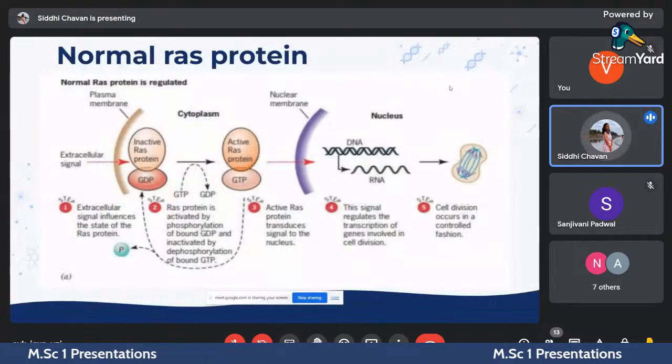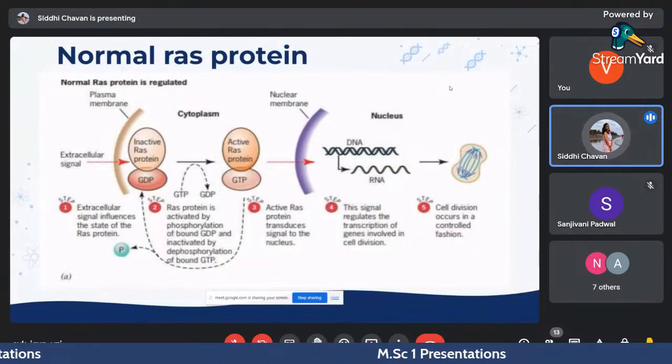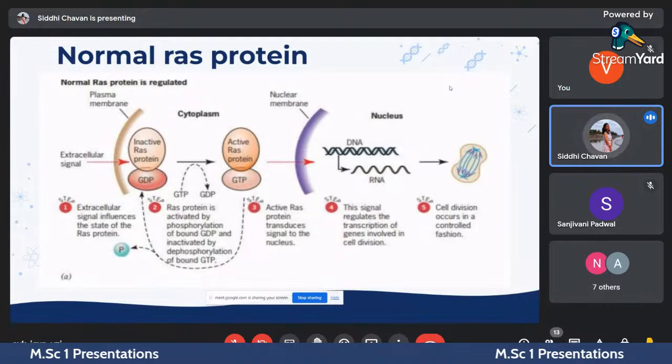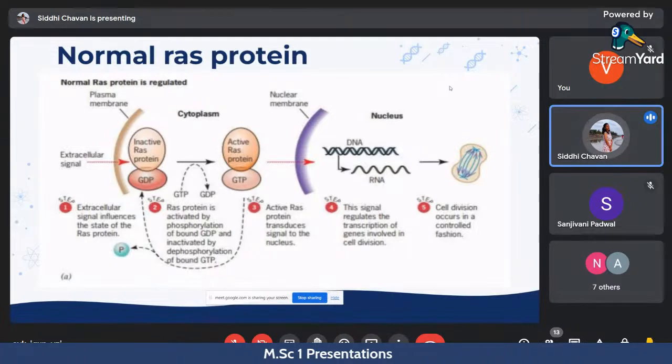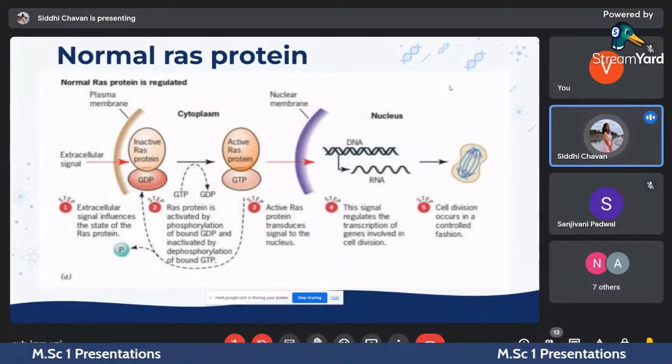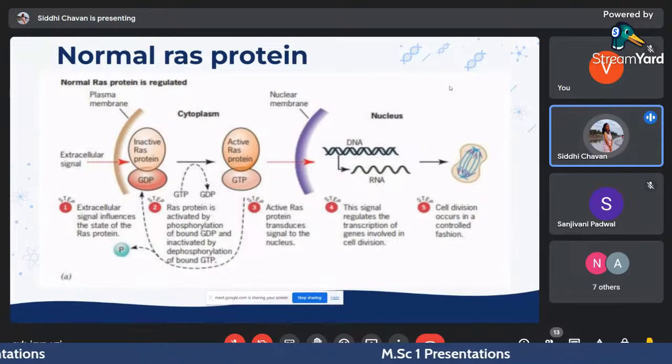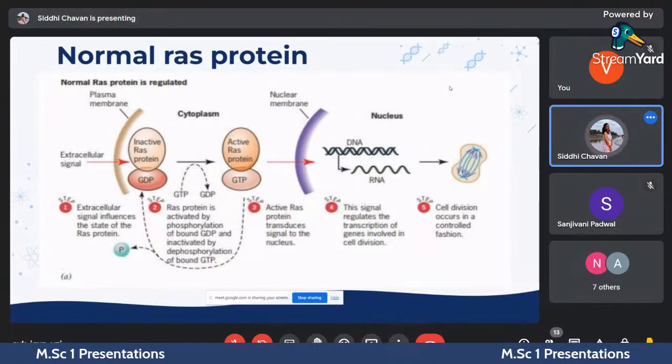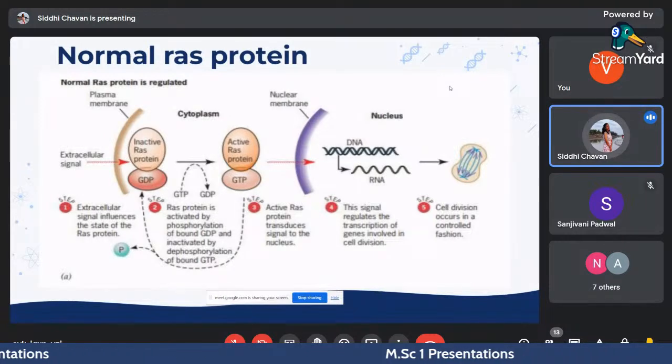So now let's look at the regulation. So the first is the regulation of normal RAS protein. So what happens in normal RAS protein is that an extracellular signal is transmitted to the plasma membrane, which influences the state of RAS protein. The inactive RAS protein in the cytoplasm gets activated by the phosphorylation of the bound GDP. The GDP then gets converted to GTP and activates the RAS protein, which induces a signal to the nucleus, to the nuclear membrane.